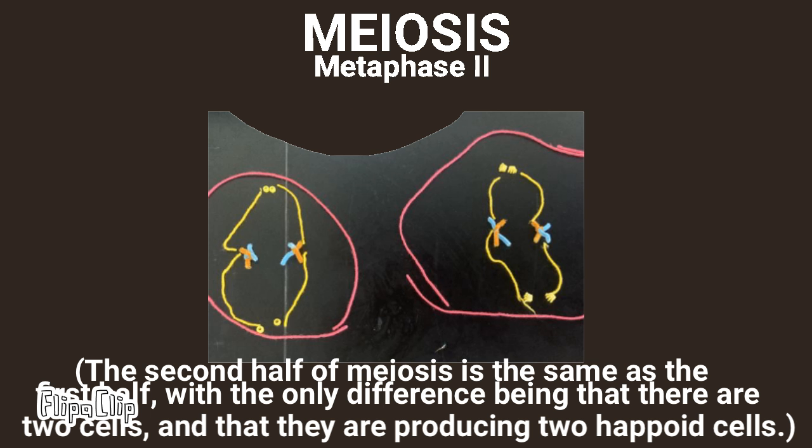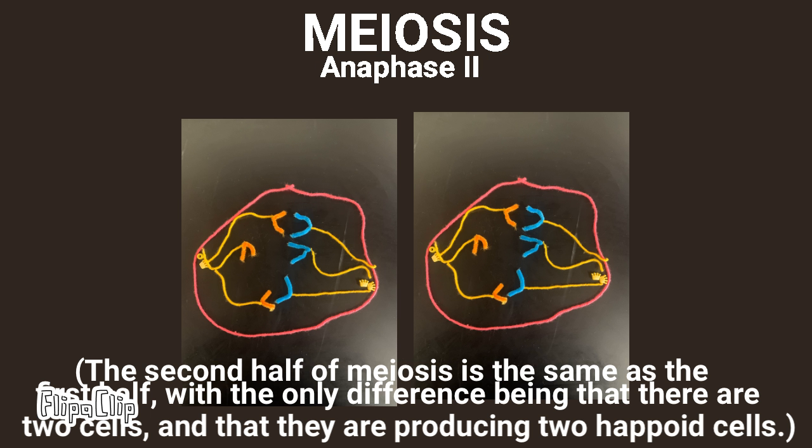Anaphase 2, just like metaphase 2 and prophase 2, is the same as anaphase in mitosis. As you can see here, the sister chromatids separate.